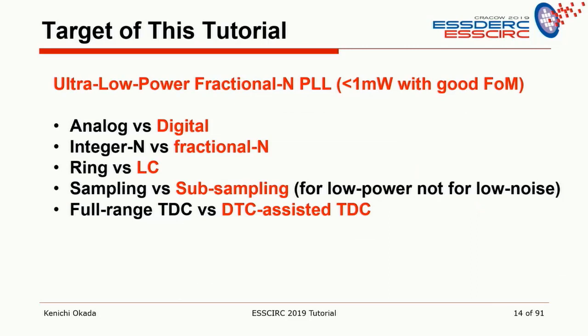Okay, this is almost a summary of this presentation. Please remember this to realize a low power design. Usually, digital implementation is better for lower power consumption. And now we have no need to consider integer-N. As researchers, we should focus on fractional-N operation. And LC is better for power efficiency. And subsampling is also promising for lower power consumption. As I explained, it is not for low noise. It is used for low power design. And the DTC is very powerful for reducing the TDC power consumption by reducing the required range for the TDC. But still, some improvement is required.